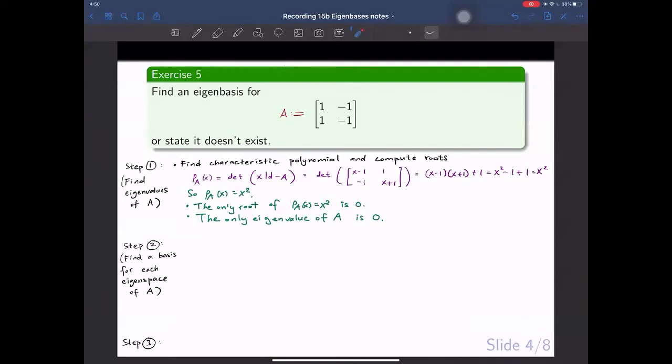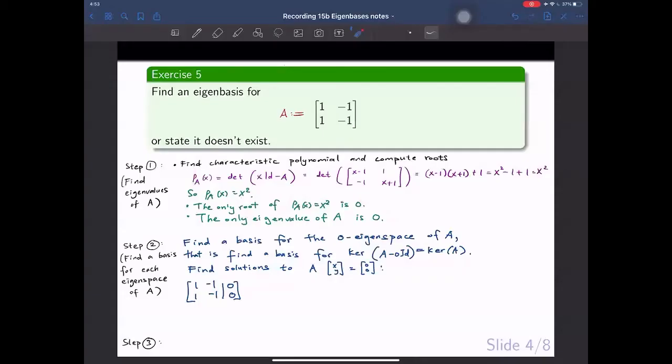So in step 2, we only need to find a basis for one eigenspace of A, since A only has one eigenvalue. So now we will find a basis for the 0 eigenspace of A. This is the same as finding a basis for the kernel of A minus 0 times the identity matrix, but this would just be the 0 vector. So this whole thing is just A. So we're just looking for the kernel of A.